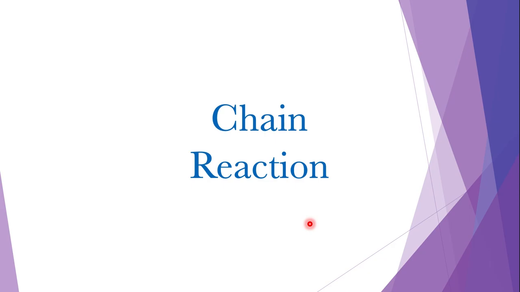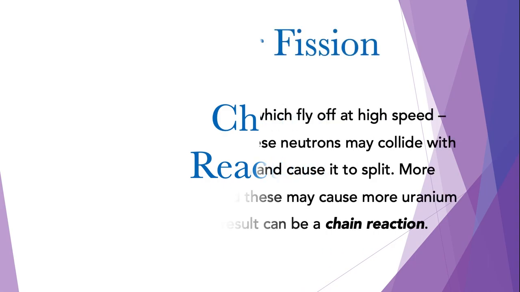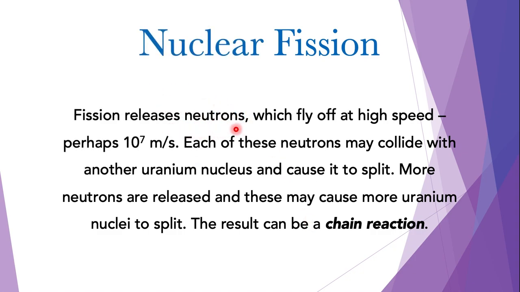So now we're going to see chain reactions. One reaction causes another reaction, that reaction causes another reaction. This is the sort of thing I'm talking about here. Fission releases neutrons which fly off at high speed, perhaps 10 to the power of 7 meters per second. Each of these neutrons may collide with another uranium nucleus and cause it to split. Then, through this reaction, more neutrons are released, and these may cause more uranium nuclei to split. So the result can be a chain reaction.